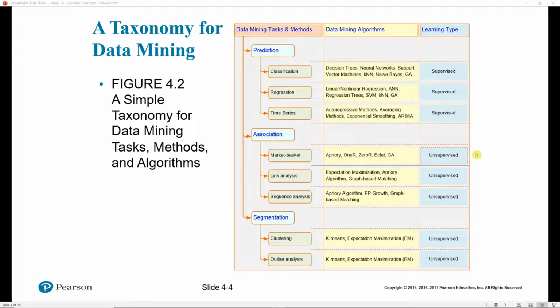So if we take a look at the data mining taxonomy again, we can see that classification falls under the umbrella of prediction. It is somewhat similar to regression, but is distinct from regression and time series analysis. There are several algorithms that can be used to classify data, including decision trees, which we'll talk about in this module, neural networks, support vector machines, k-nearest neighbor, naive Bayes, and genetic algorithms. And these are all supervised learning methods.